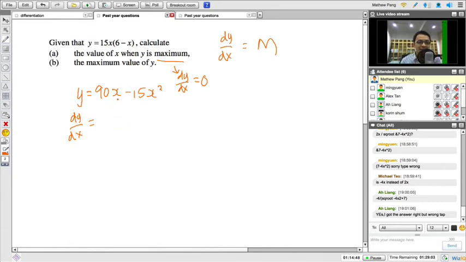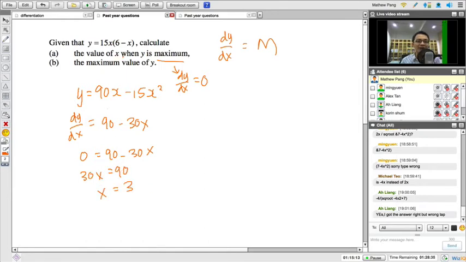Alright, so what I will do over here is I differentiate this one first. This one will give you 90 minus 30x, right? Easy, 90x you got 90. The 15x squared, 2 move in front, minus 1. Then dy/dx will equal to 0, right? Because it's maximum. So 90 minus 30x equals to 0. So basically 30x will equal 90. You got x equals 3.